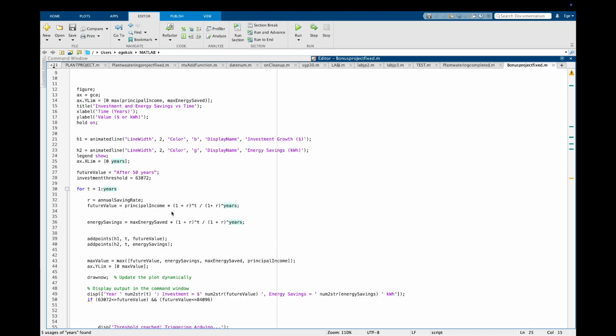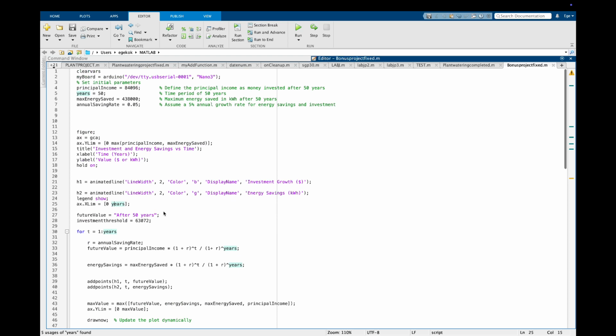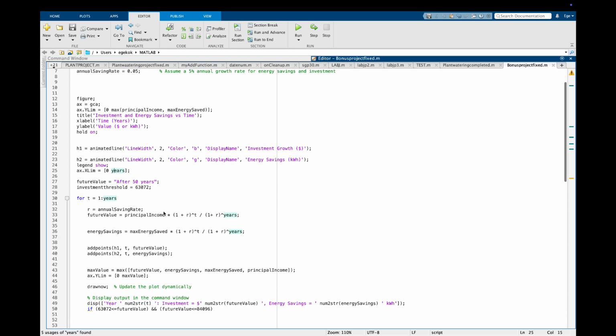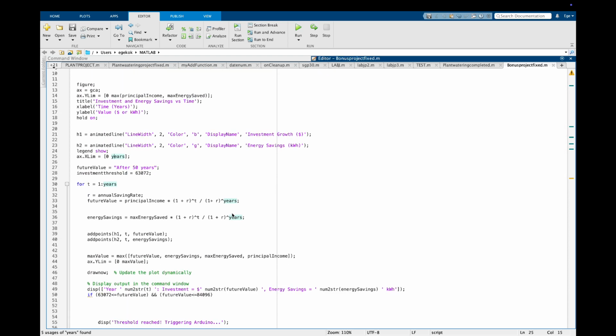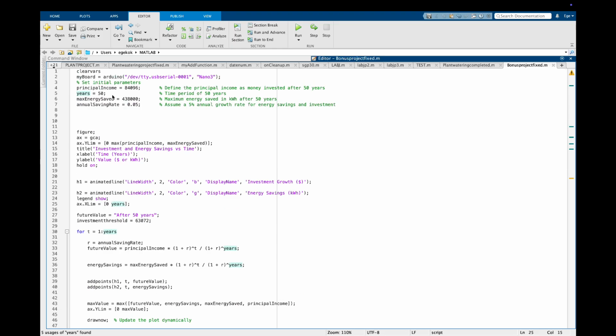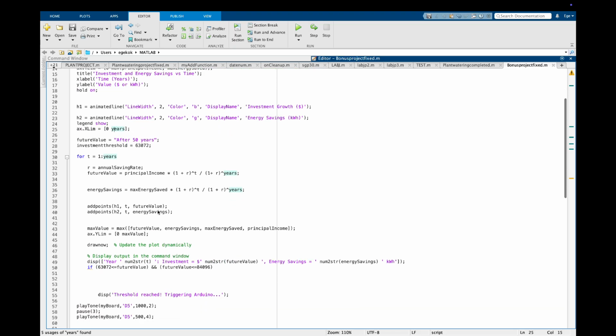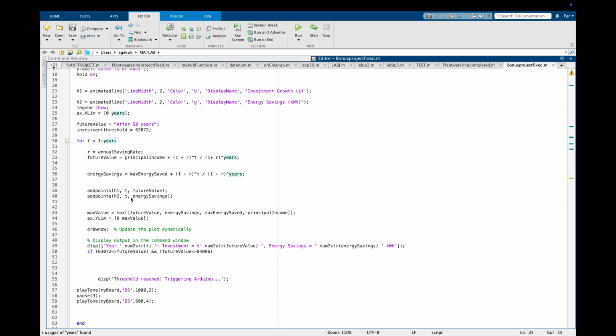So, using the future value formula, future value equals present value times (1 plus annual saving rate) to the power of n, in which n is defined as years. I generated these two formulas to make an accurate calculation, so that the statements I presented here come true after I run the code. So, and add points.